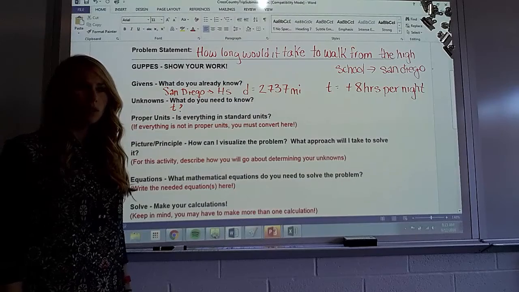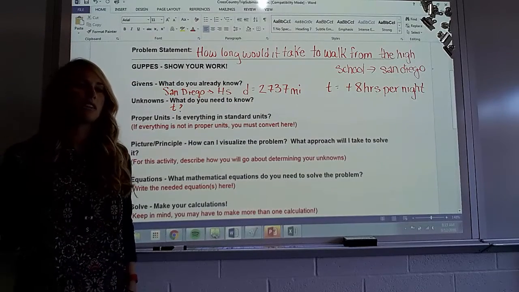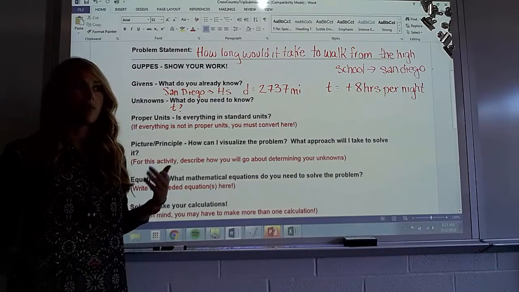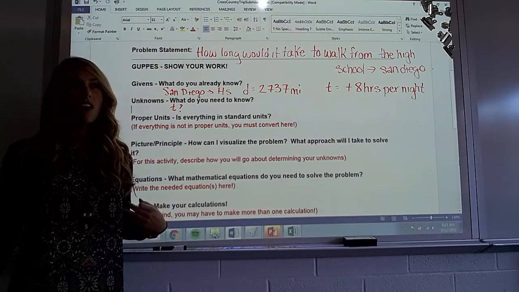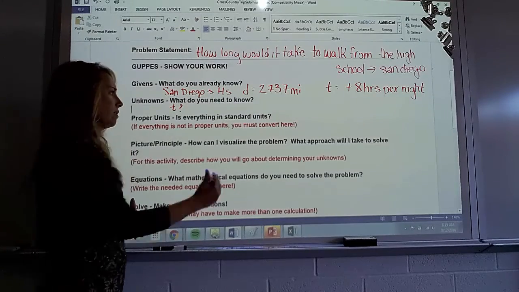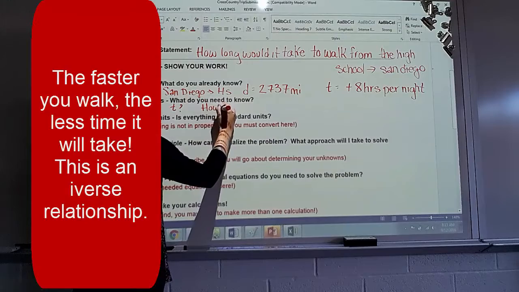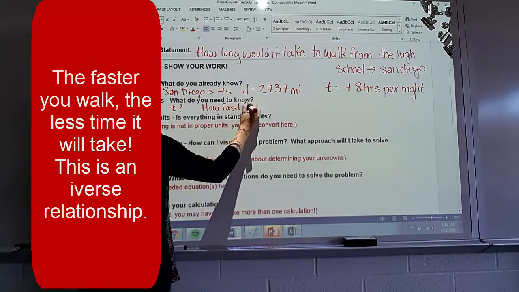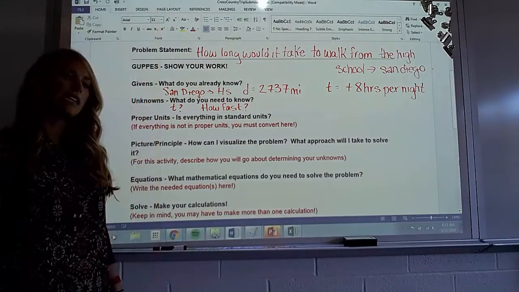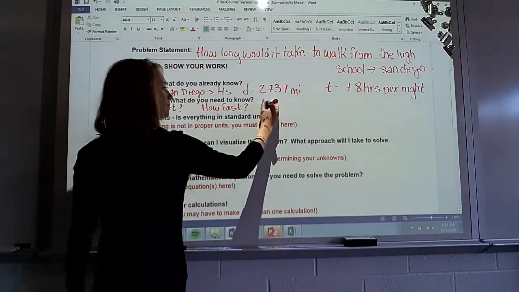I also don't know, well, if I was running, I'd be going a lot faster than if I was walking. So how fast I go is kind of important. In other words, I need to know my speed.